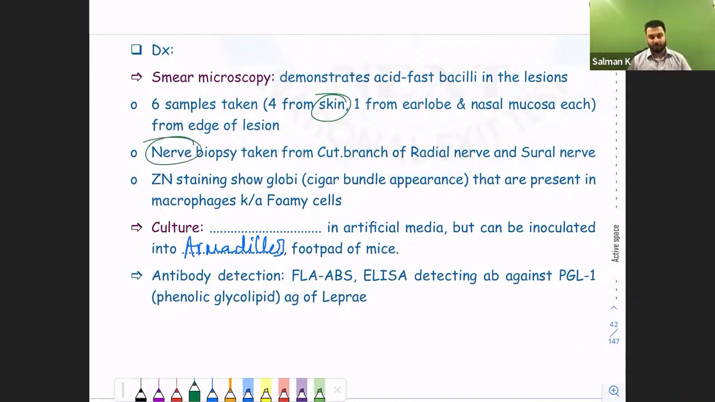Second is from the nerves. And you should all remember, the nerve sample is taken from the cutaneous branch of the radial nerve. Okay, cutaneous branch meaning sensory nerve. This is where we are taking the sample from. It is basically a sensory nerve that you should be knowing.